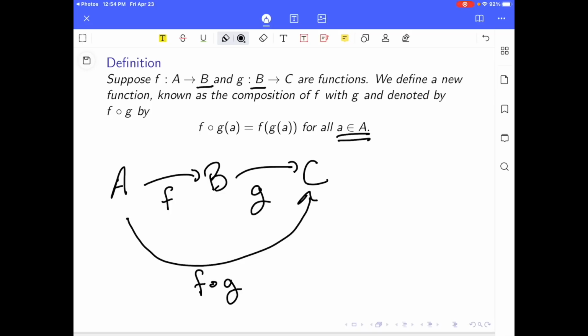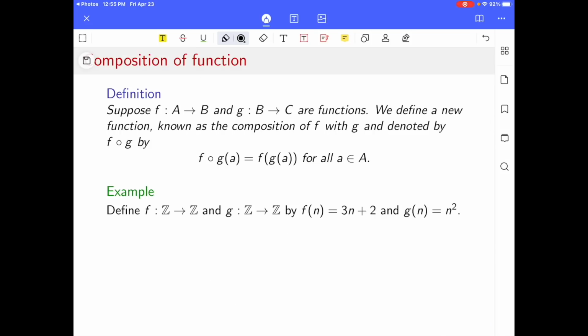Okay, so now let's look at some examples. For our first example, we'll take all of the sets to be the integers. So we've got a function f from Z to Z and g from Z to Z. And we're defining f by f of n equals 3n plus 2, and then g of n is n squared. Here, I want to calculate the composition in both orders just to show that it's not commutative, although it is associative, but we're not going to prove that here.